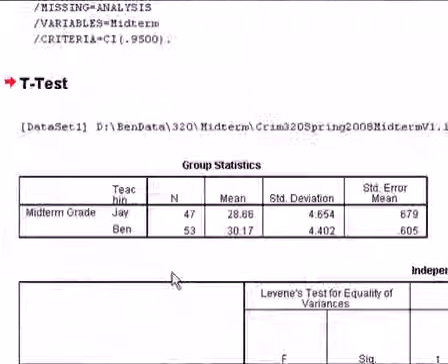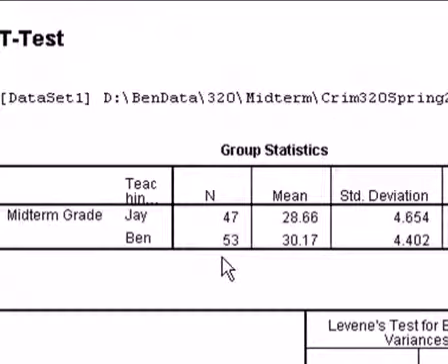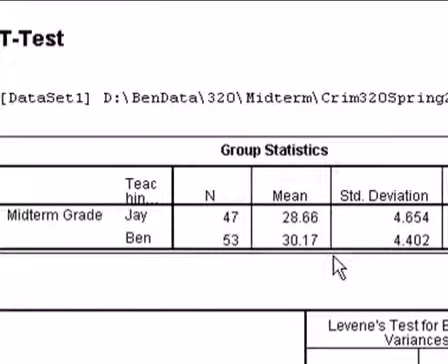Okay. So I hit OK. The output pops up. The first thing I would like you to focus your attention on is the group statistics box. Here we can see that Jay had 47 students, Ben had 53 students. The mean for students who have Jay on the midterm out of 40 was 28.66. For Ben, slightly higher, 30.17.